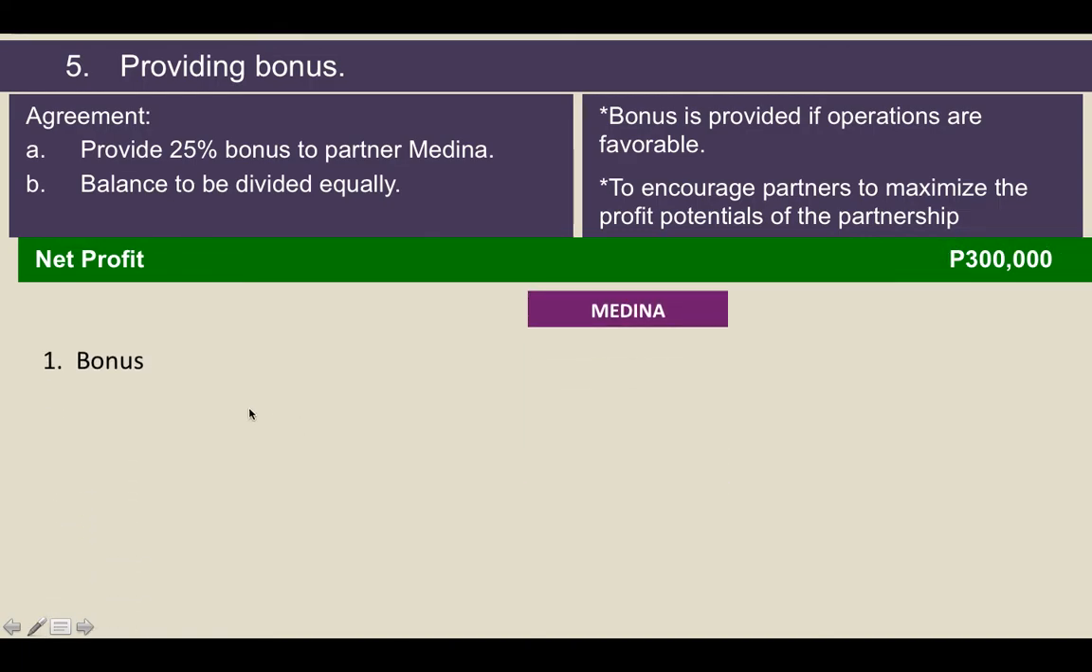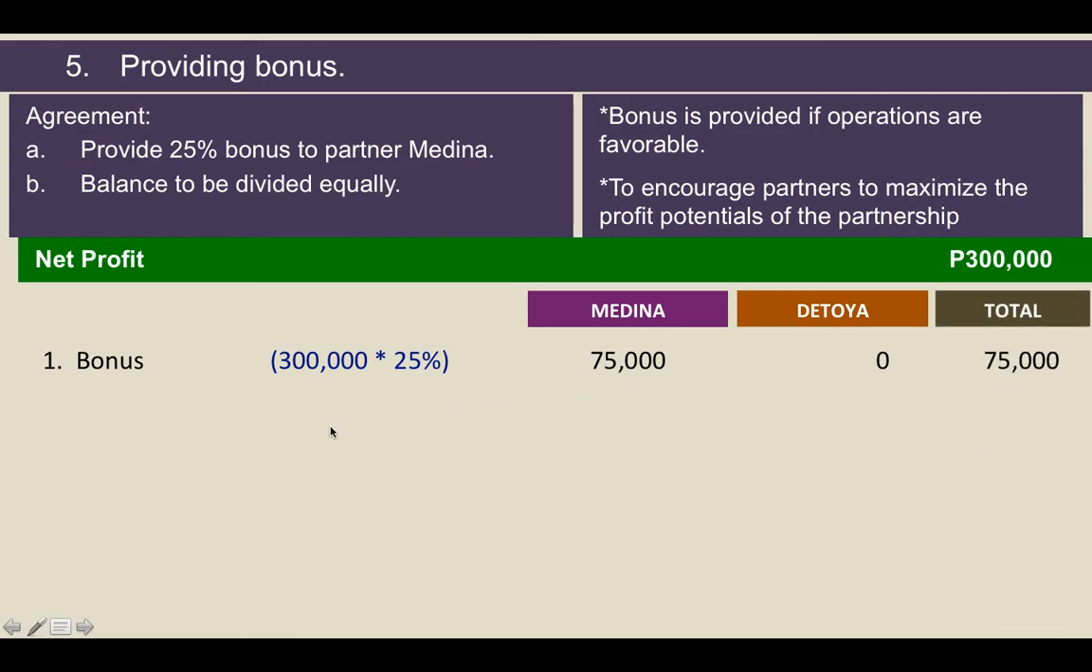So let us have the distribution of bonus, 25% bonus to partner Medina. So 25% of 300,000 is 75,000. And there is no mention about Ditoya's bonus, so Ditoya will not receive any bonus. So the total bonus is 75,000 given to Medina. Next, the balance to be divided equally.